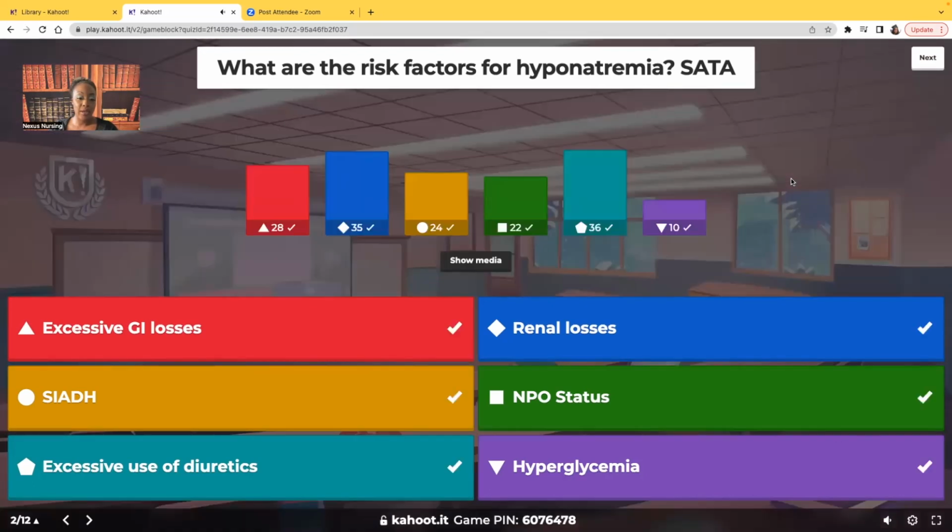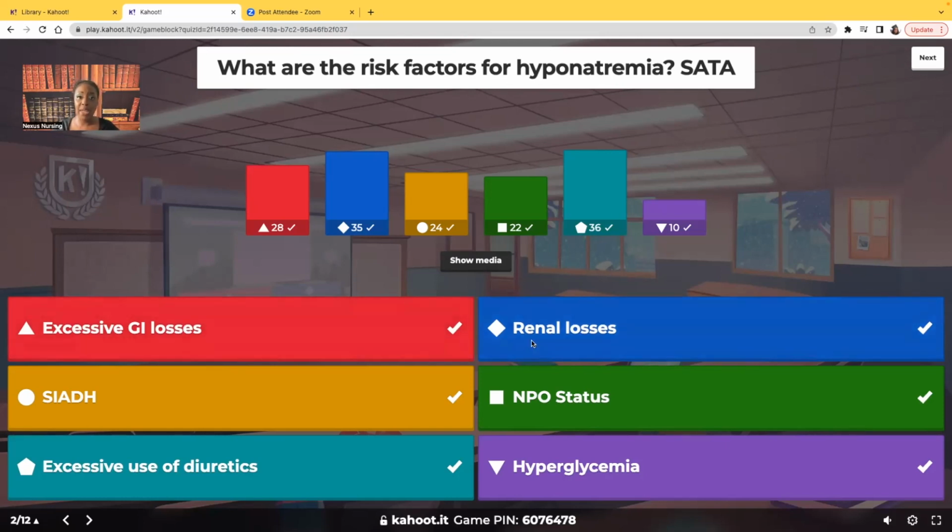Okay, so let's talk about this. All of these are risk factors. First one, excessive GI loss. So we know that hyponatremia is having low sodium, less than 135, right? So how are they losing the sodium? One of the ways they could be losing the sodium is, let's say that patient has diarrhea. They have diarrhea and they're losing all these fluids through their stool. They're also going to be losing sodium. That can cause hyponatremia.